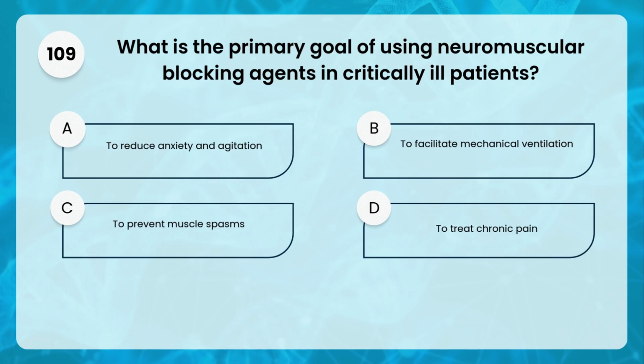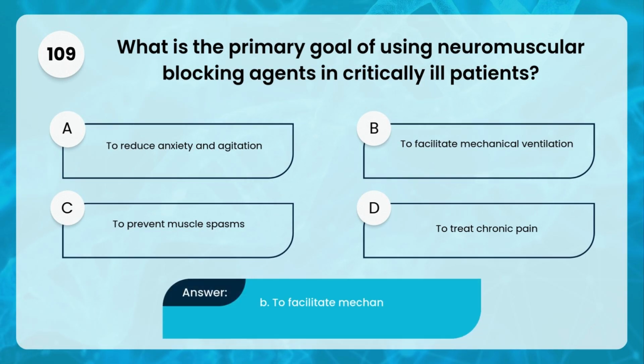Number 109. What is the primary goal of using neuromuscular blocking agents in critically ill patients? A. To reduce anxiety and agitation. B. To facilitate mechanical ventilation. C. To prevent muscle spasms. Or D. To treat chronic pain. The answer is B. To facilitate mechanical ventilation.